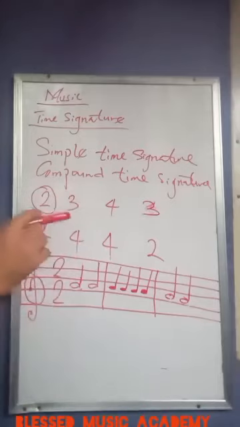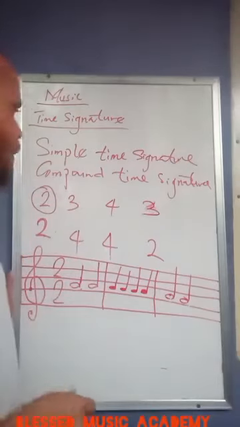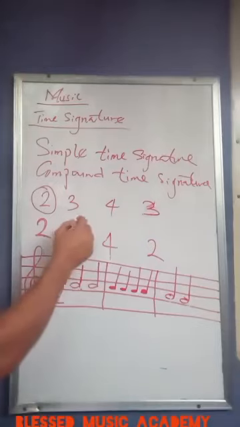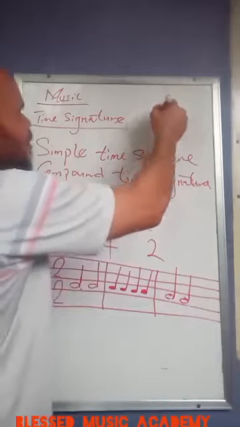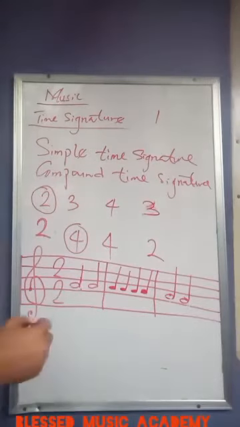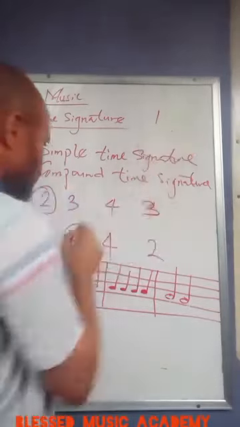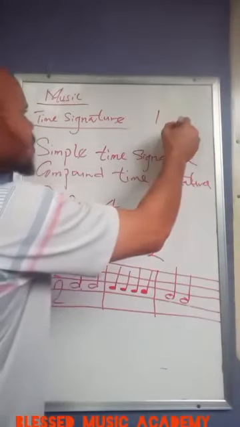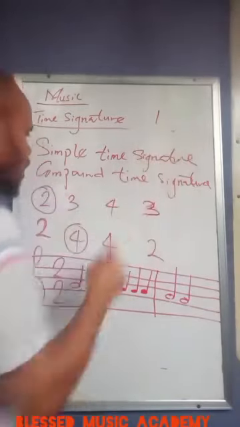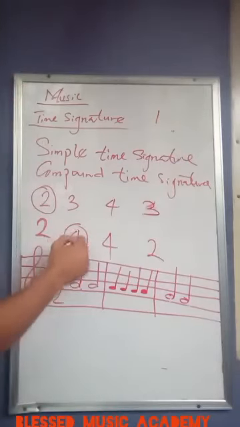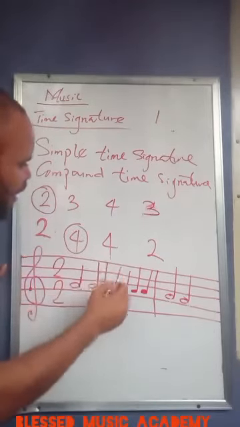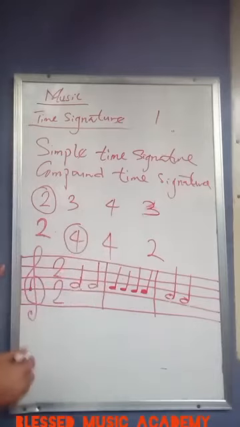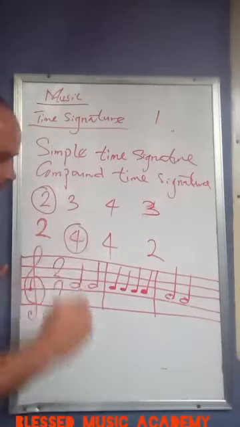3/4 means 3 crochet beats in a bar. Now this may confuse you, because the actual beat of a crochet is 1, but the Americans call it a quarter note. So we assume this is a quarter. The Americans call crochet a quarter note, and that is why we have 4 here. This is quarter: 3 crochet beats in a bar. What it means is that in each bar you must have 3 crochet beats.